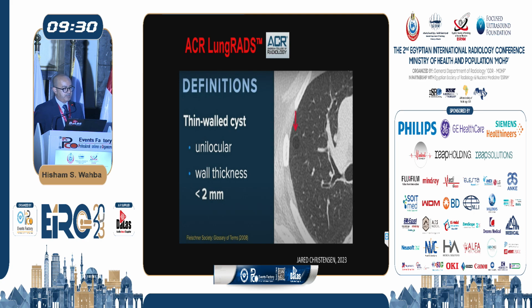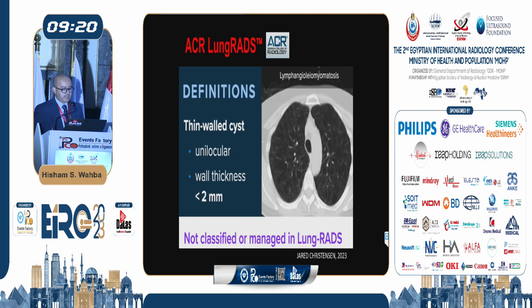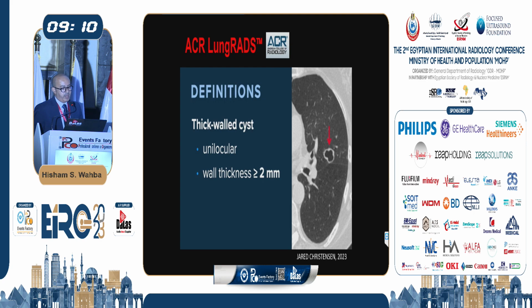For example, this is a benign cyst. It is very simple and uniform with a wall less than 2 millimeters. So this is a benign one, and it shouldn't be classified in Lung-RADS. Another example, multiple cysts like lymphangiomyomatosis, LAM. It's a totally benign condition. It shouldn't be classified. Whereas this one should be alerting because it's a cyst with an irregular wall measuring more than 2 millimeters. At that point, it should be incorporated in the new system.